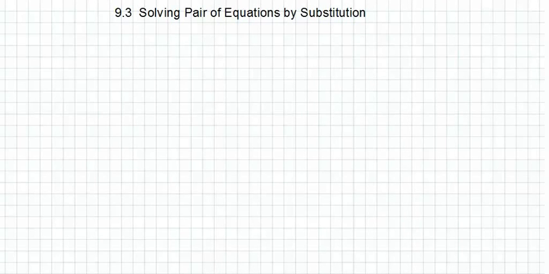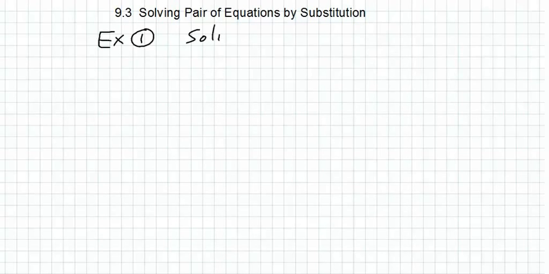Our lesson today is about solving a pair of equations by substitution. We learned before how to solve a pair of equations by addition. Today, our aim is to know how to solve two equations using substitution. Look at this first example.